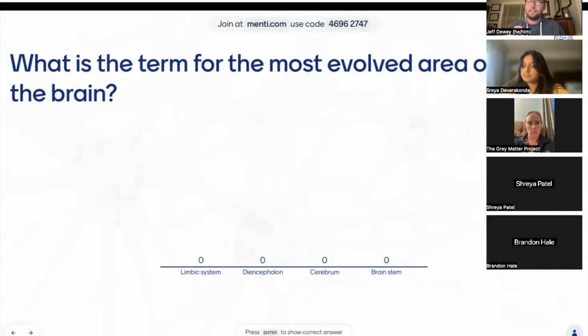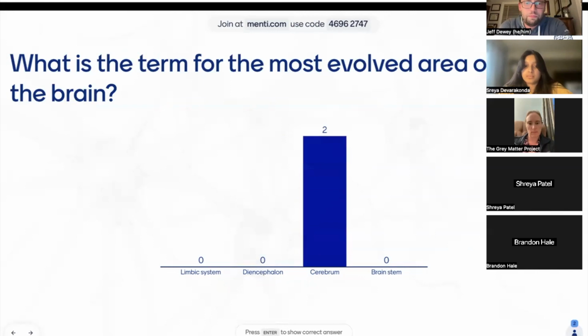I didn't say this explicitly, so this might be a little bit harder, but what is the term for the most evolved area of the brain? In other words, the part of the brain that's most unique to human beings. All right, so most people are jumping all over it, and they are correct. The cerebrum is the most evolved area of the brain. So it's really those cerebral cortices that are most elaborate and evolved in human beings.